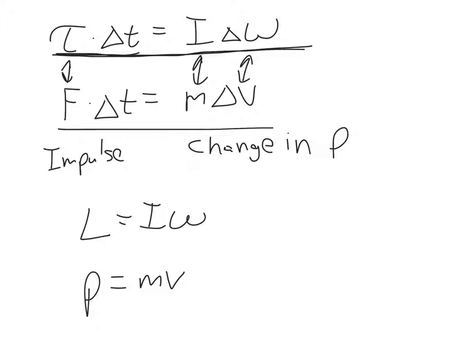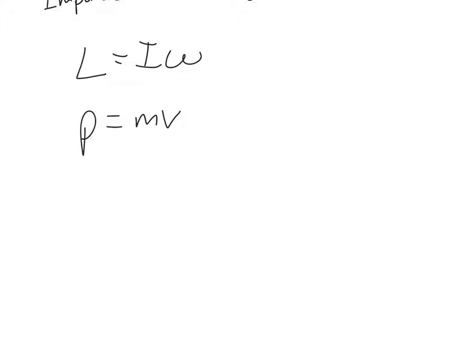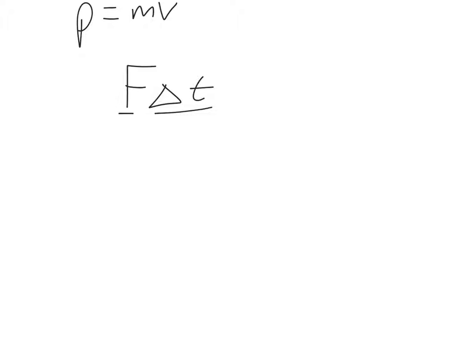And just like regular momentum, we had a conservation equation. In regular momentum, when things interacted with each other, F delta t was always the same, right? There are equal and opposite forces, and for the same time interval. The same will be true when we have an angular impulse. In other words, we'll say that angular momentum is conserved, or that torque times delta t will be equal to delta L.